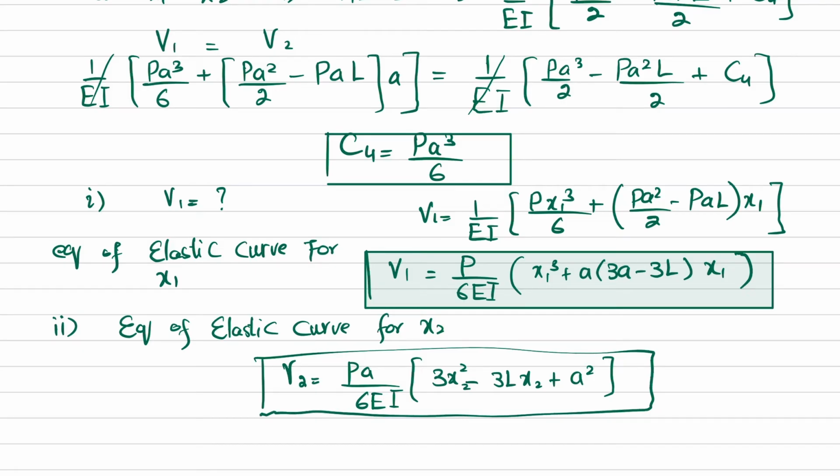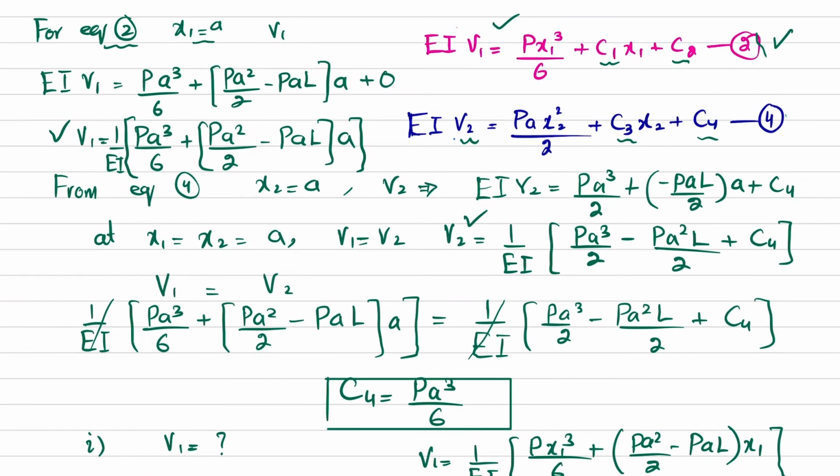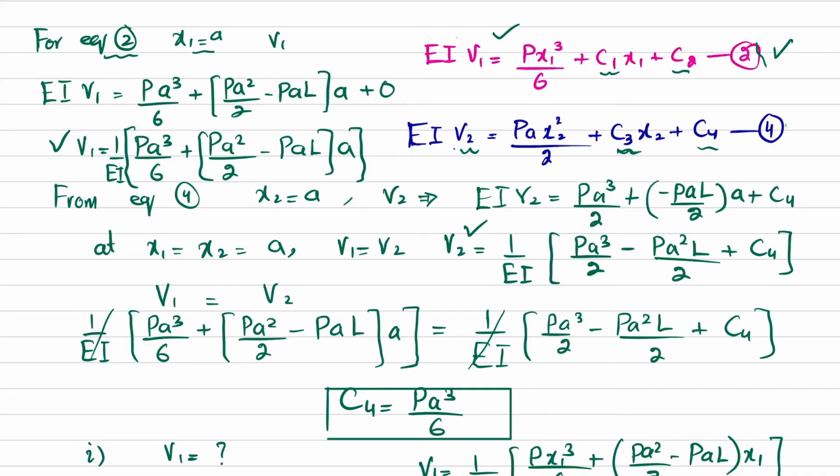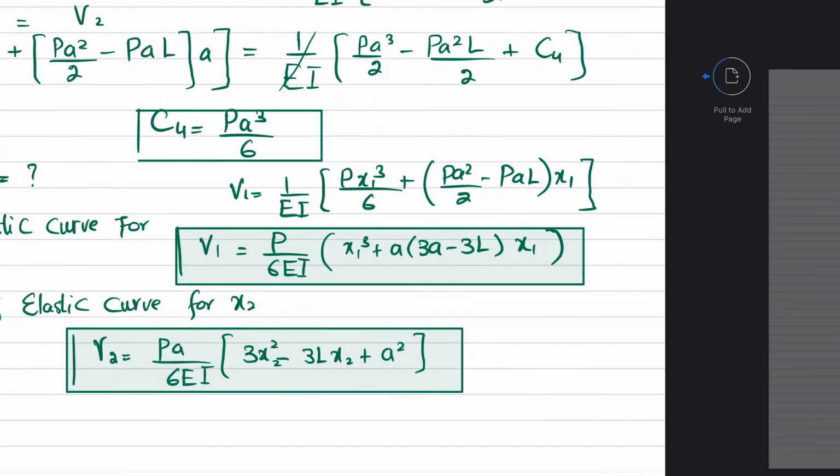So you have to put the value of c1 and c2 in equation number 4, c3 and c4 in equation number 4, and you have to simplify. So you will get v2. Now the third part was you have to find the slope at point A. So slope at point A means that x1 is equal to 0.